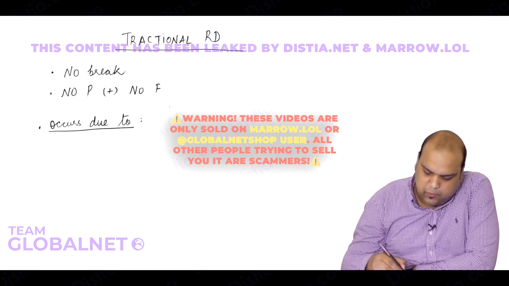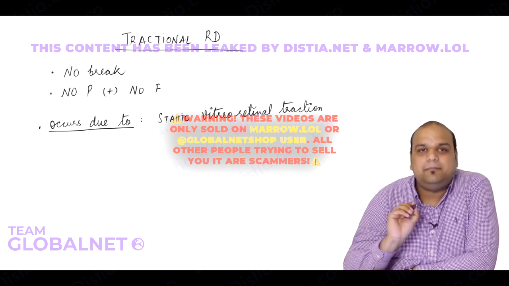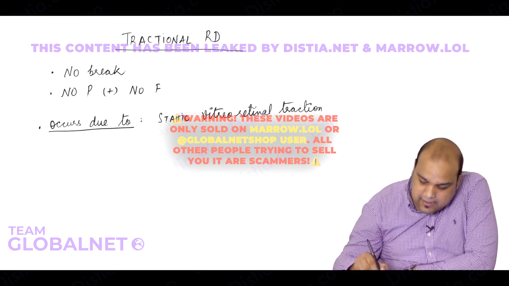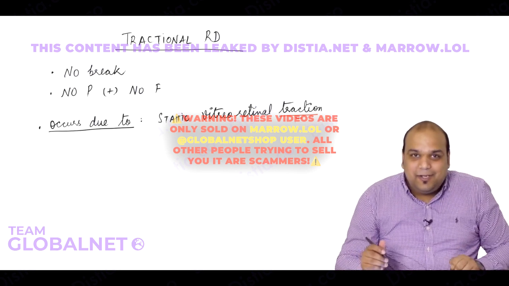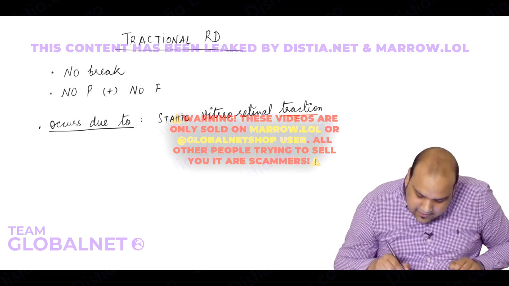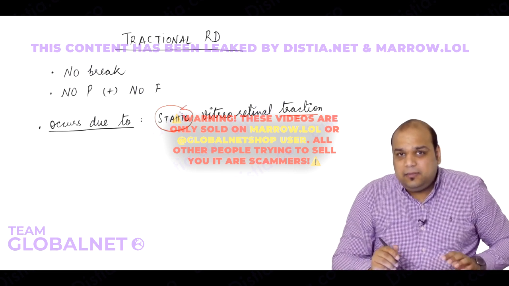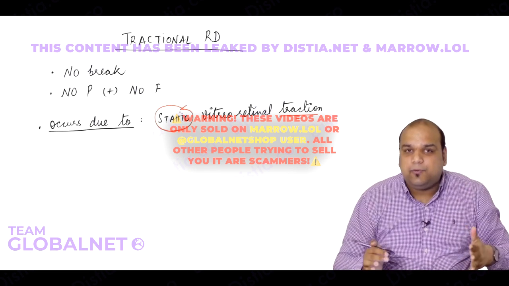It occurs due to static vitreoretinal traction. Traction was there in rhegmatogenous also. Traction is in tractional also. The name is tractional. It is telling you it will occur due to traction. But please understand that tractional detachment is due to static traction. There are no forces in different directions. There are no dynamic forces.